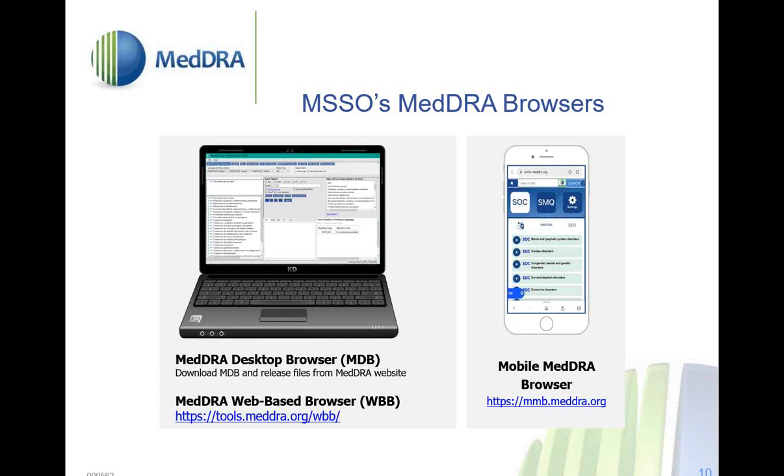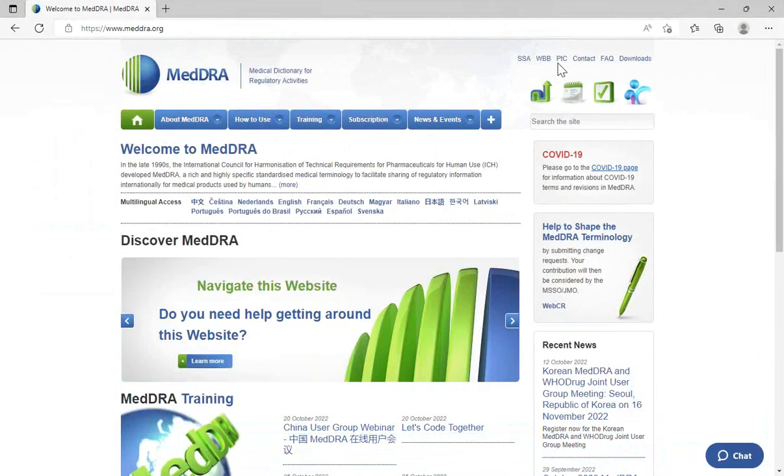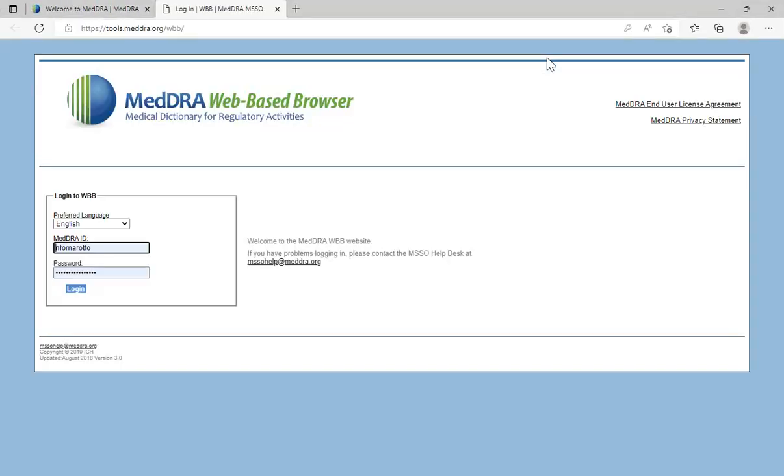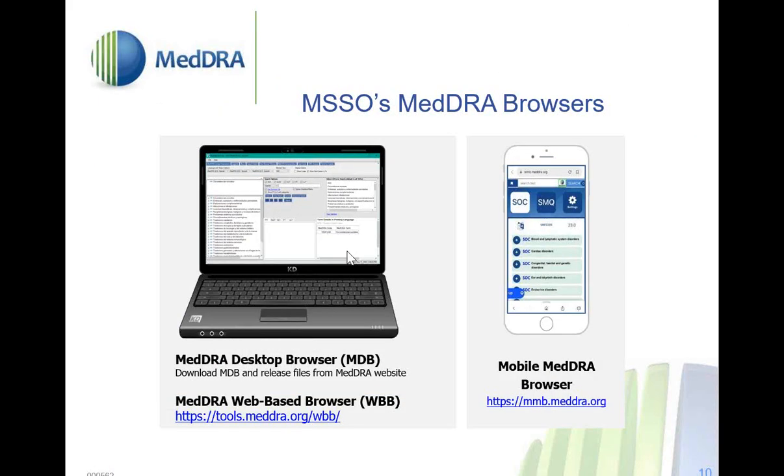Okay, so another way to access the web-based browser, in case you want to do what I'm going to do today and use the web-based browser. Nicole, if you can bring up, we can access the web-based browser from our meddra.org website or any of these URLs that we have shown you on the slide. So if you go to our meddra.org website, as Nicole has done, at the very top, you see the acronym WBB. That is for the web-based browser. You click it and it will automatically take you there. So that's what I'm going to be using today. Okay, so just various ways, various options to arrive at the web-based browser.